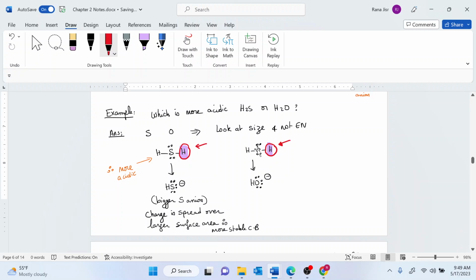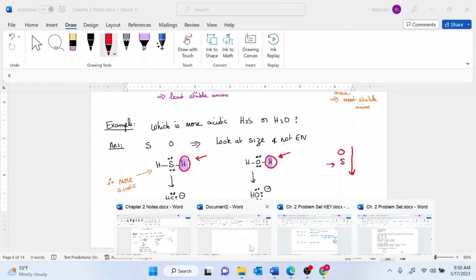So now I am looking at elements that belong to the same group. I know that sulfur and oxygen both belong to group number 6. As I go down the group, sulfur is a bigger ion than oxygen. So the negative charge will have a higher surface area distribution. This is going to stabilize the ion. It's going to make the acid more acidic.